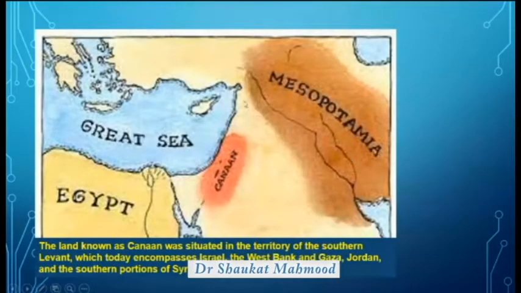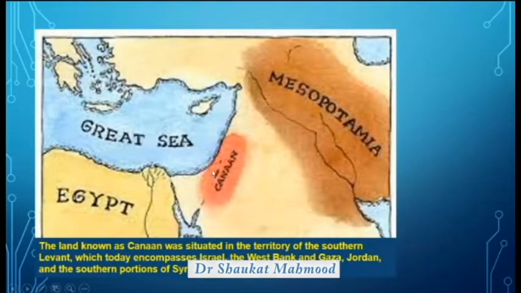So this is the Levant. This area is known as the Levant. This is also known as the Fertile Crescent because this area is like a crescent, like a moon. This area is not a great sea. This is a great sea, whatever you call it. And this area is Canaan. And Jerusalem is situated somewhere over here.